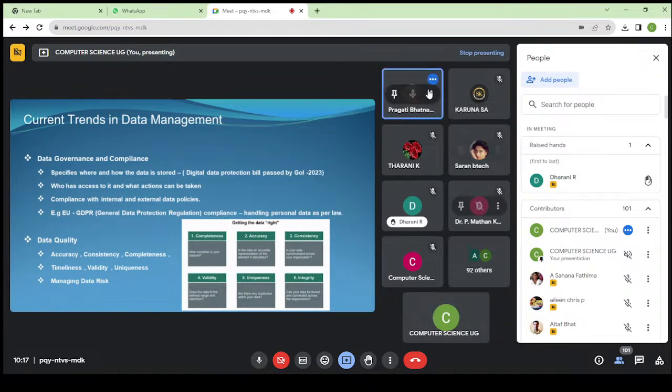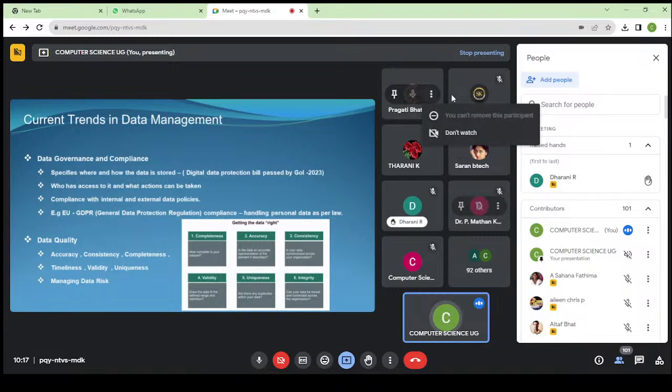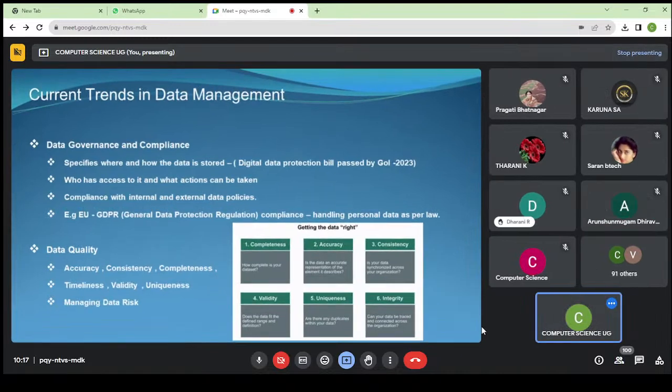Consistency. Is the data synchronized across your organization? It cannot be in different formats within the same organization. One data element cannot be represented in different ways. It has to be unique and consistent across the business, right?